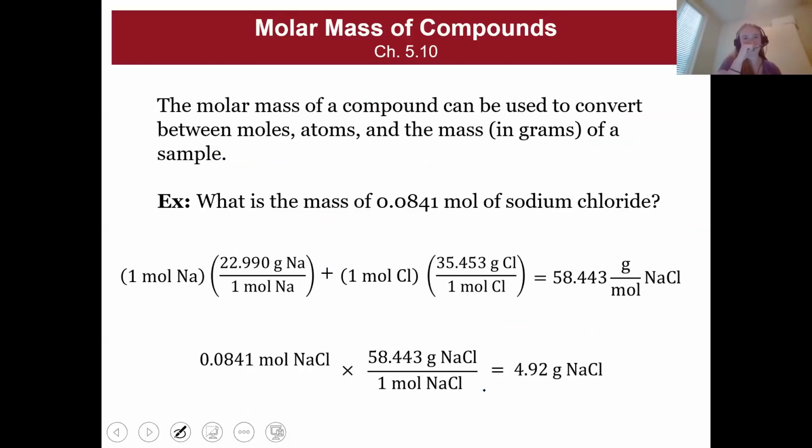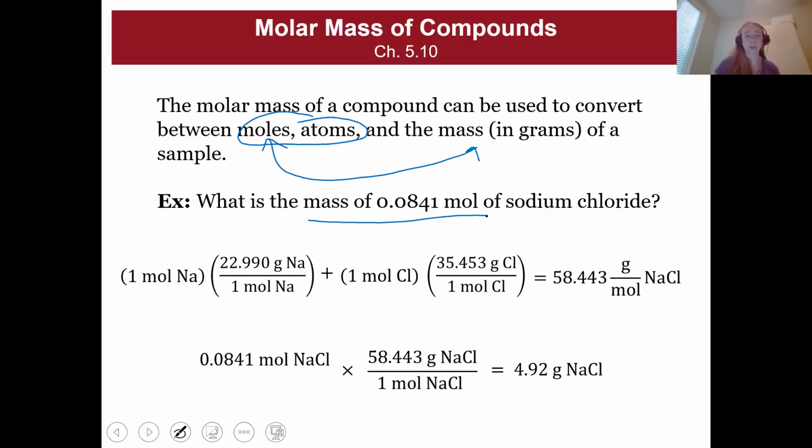Alrighty, so the molar mass of a compound can be used to convert between moles, atoms, and mass in grams of a sample. So really it's between moles and grams, but since we know that Avogadro's number ties together moles and atoms, we can now go between all 3. But to start, let's look at moles and grams. What is the mass of 0.0841 moles of sodium chloride?